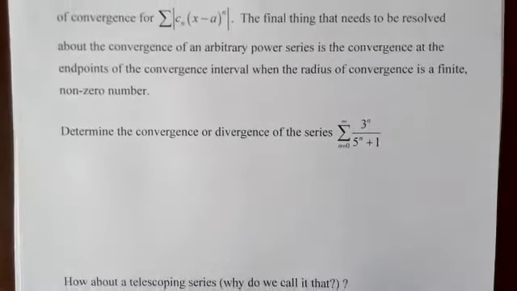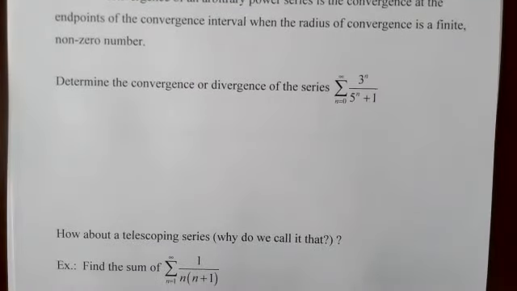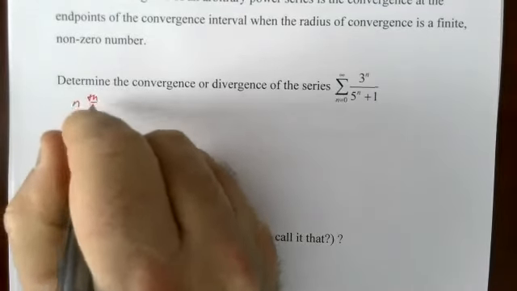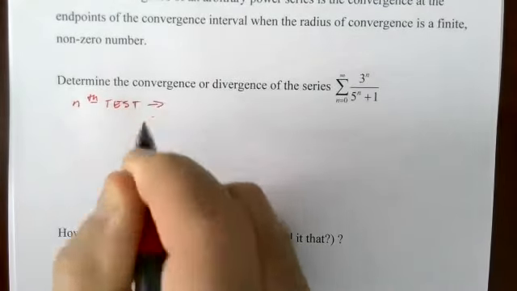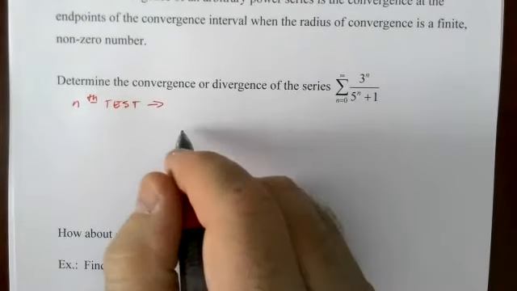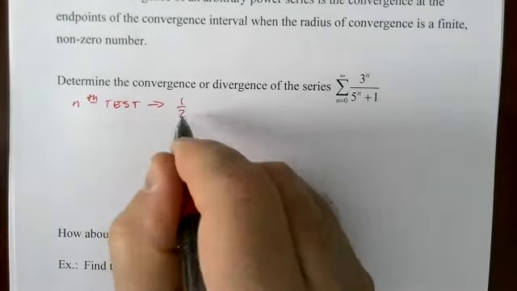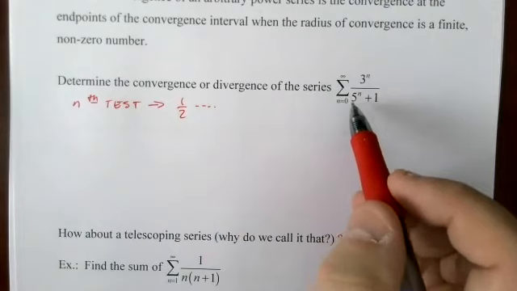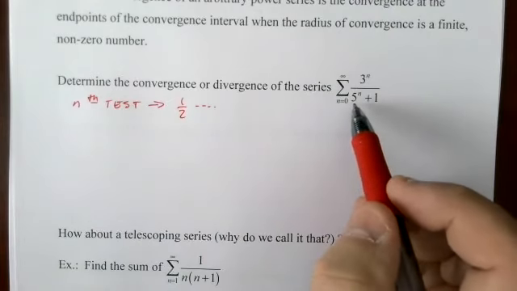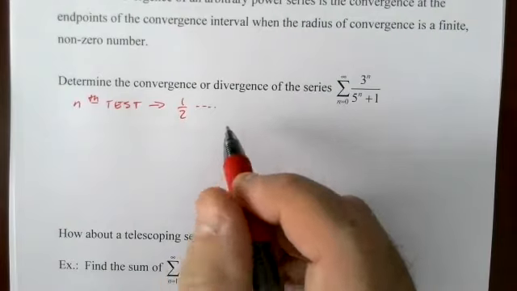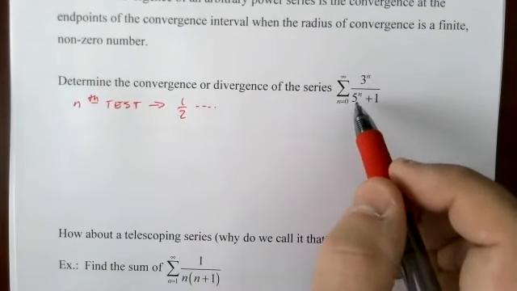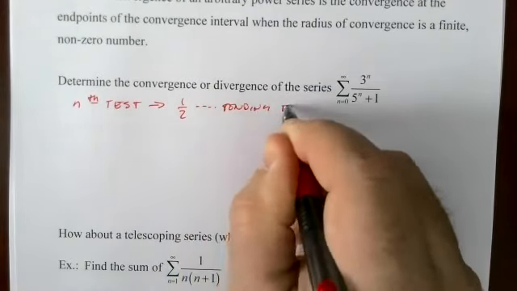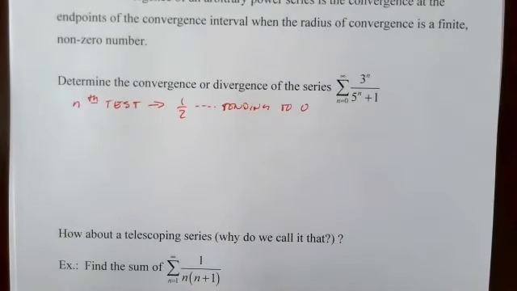So determine the convergence or divergence of the series. Well, let's do the nth term test, just to be thorough. Let's put in 0. We get 1/2. And let's put in 1. We get 3/6, which is also 1/2. Let's put in 2. 9/26, tending to 0. Right, no question about it.